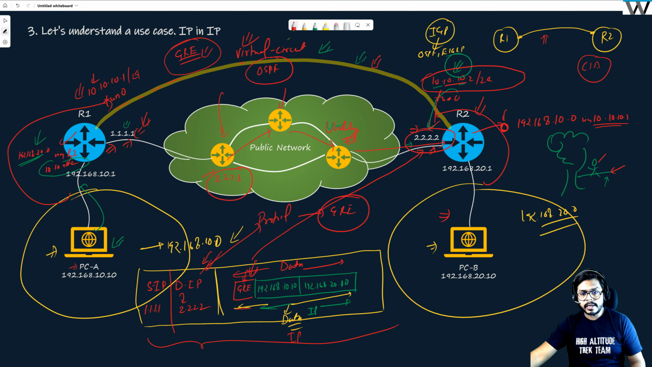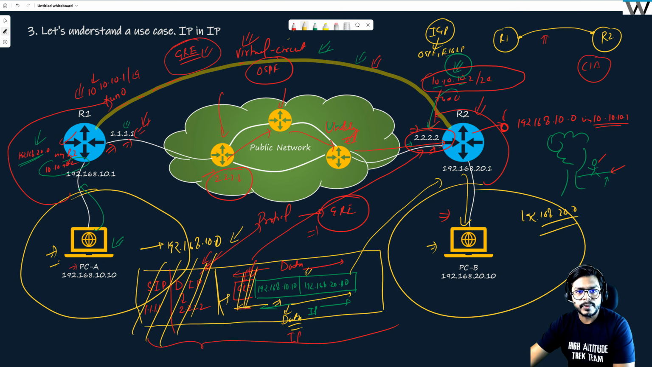And when it sees GRE, of course, it is going to remove the outer IP packet. It is going to see the GRE. It is going to remove the GRE header also. And then it is going to see this packet, which was the packet sent by this host in green color. This packet is going to reach here, and this router is going to forward it to the destination. Very simple, right?